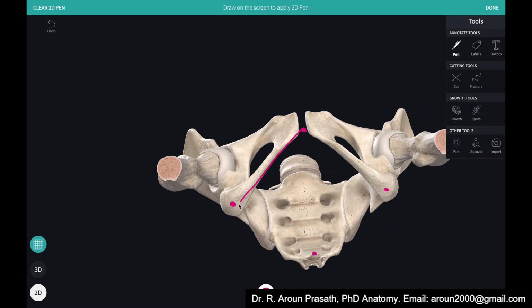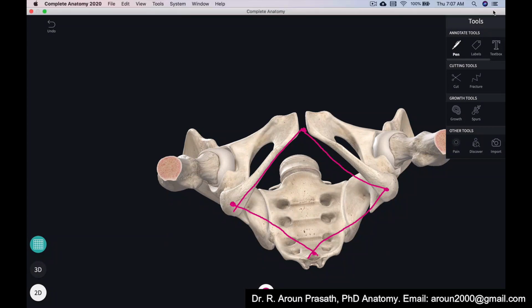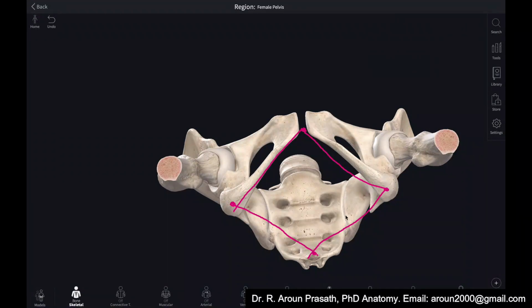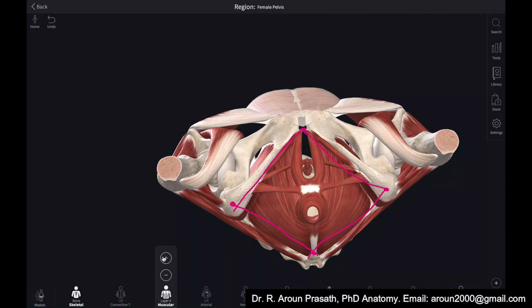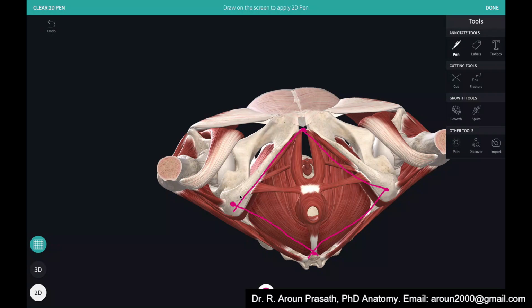So you can draw imaginary lines, and this area is the pelvic outlet. If you look at the muscles around here, draw one imaginary line between these two ischial tuberosities. So you get two triangles. This triangle is the urogenital triangle, and this triangle is the anal triangle. This is what you have to understand in the pelvic outlet.